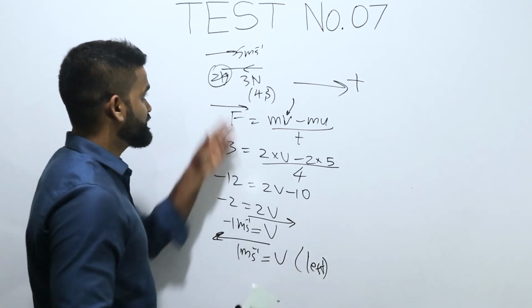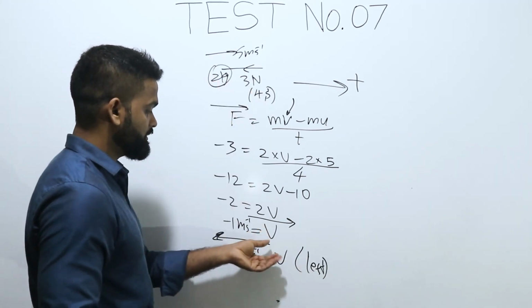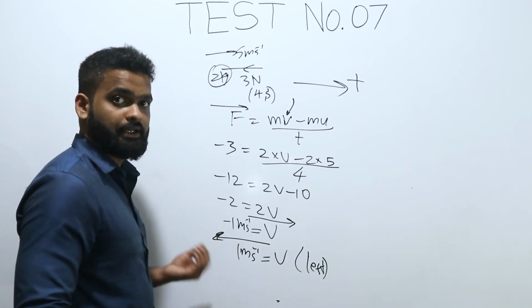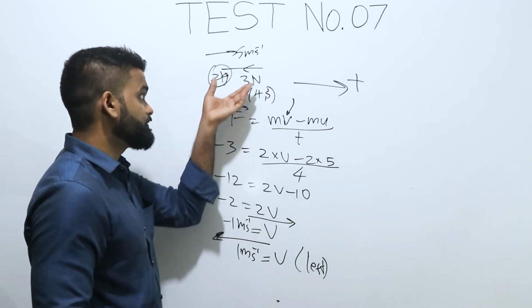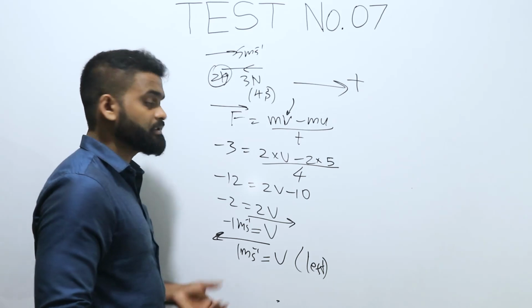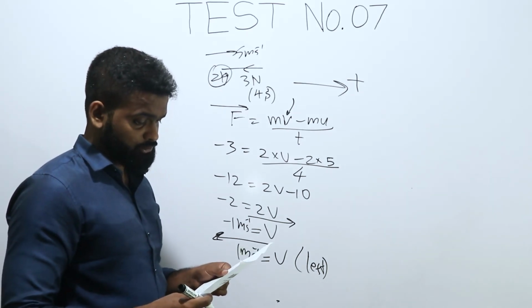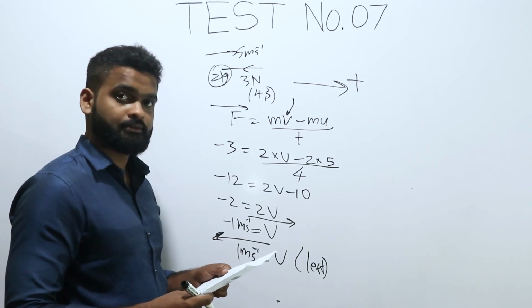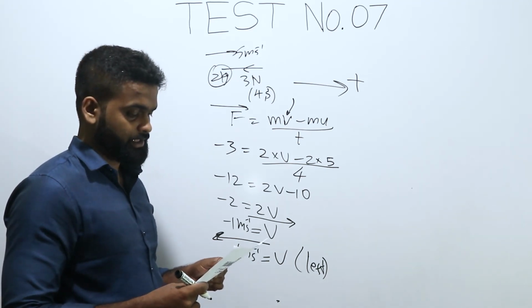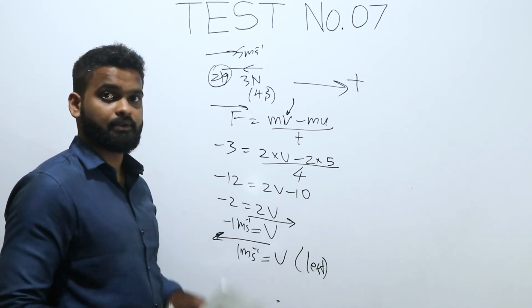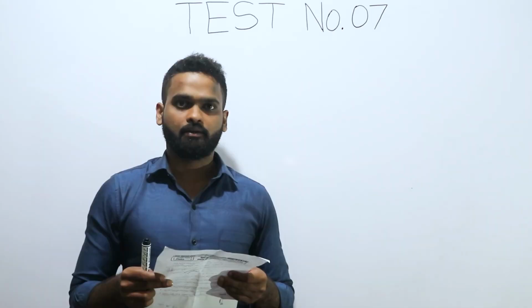So after 4 seconds, it is moving to the left side at 1 meter per second because of this force that happens after 4 seconds. So it should be 1 meter per second to the left side. So the answer for the 3rd question should be the 5th option.